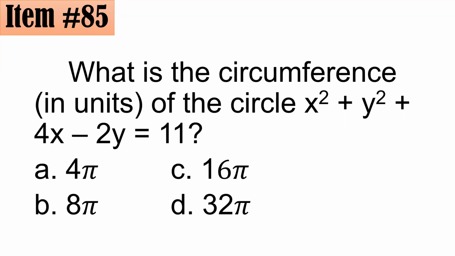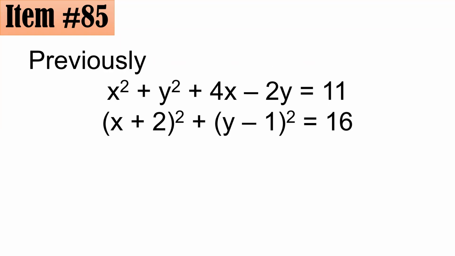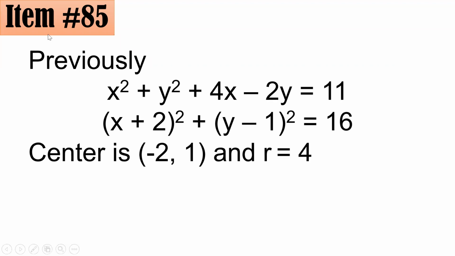It seems na nagkakaisa po tayo sa letter B. Tama nga ba ang B? 8 pi nga kaya? Kung inyo pong mapapansin sa number na 'to, same po yung given na equation, no? And based on our previous work, this equation of your circle is actually x plus 2 quantity squared plus y minus 1 quantity squared equals 16, 'di po ba? And we found out that its center is actually negative 2 comma 1 and the radius is 4.